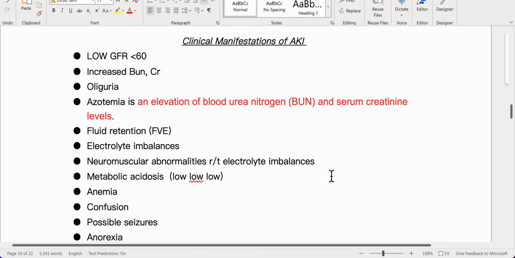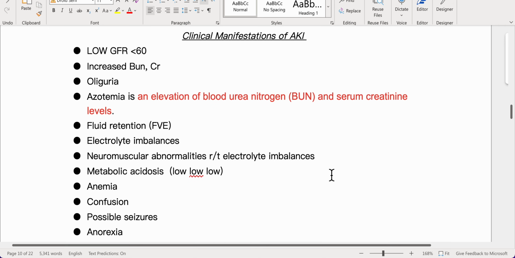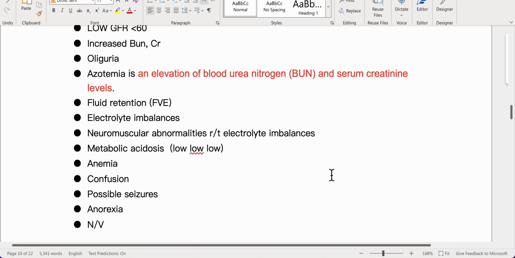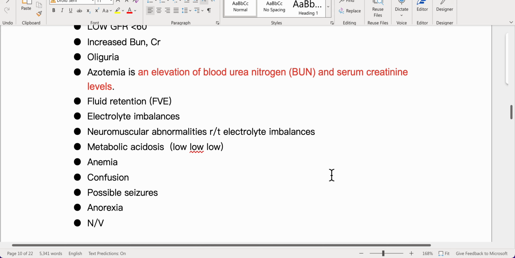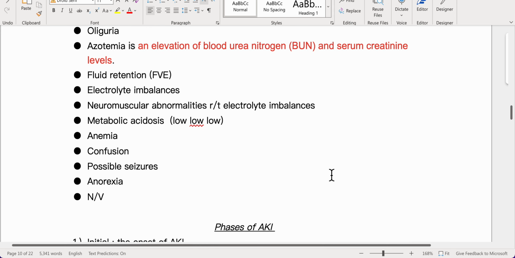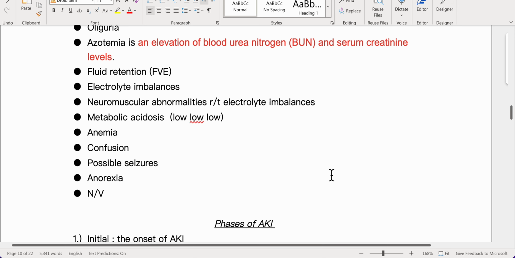Clinical manifestations of AKI: low GFR, less than 60. Increased BUN and creatinine. Oliguria. Azotemia is an elevation of blood urea nitrogen (BUN) and serum creatinine levels. Fluid retention, FVE. Electrolyte imbalances. Neuromuscular abnormalities are due to electrolyte imbalances. Metabolic acidosis, low pH. Anemia. Confusion. Possible seizures. Anorexia.